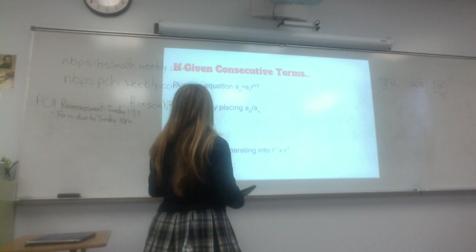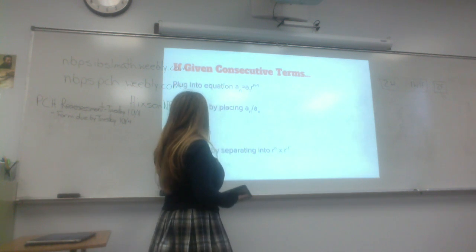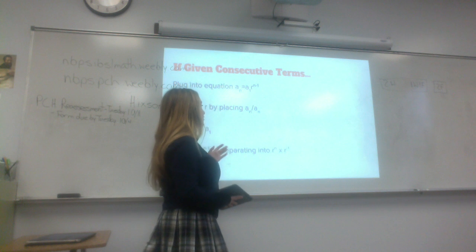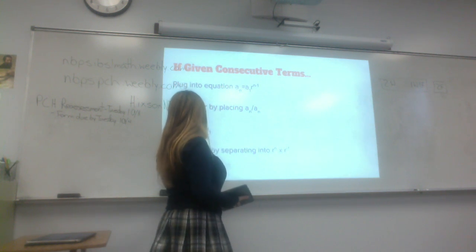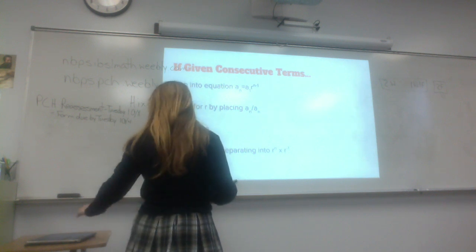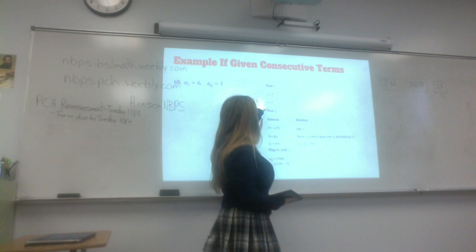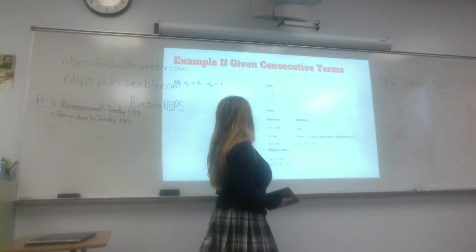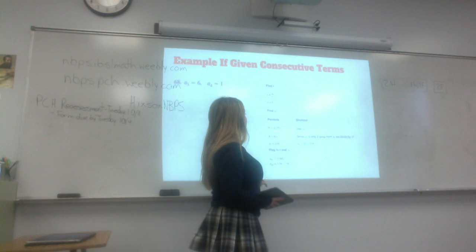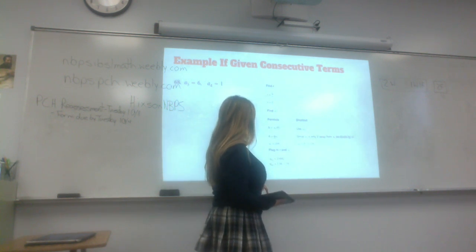Alright, so if you're given consecutive terms, it's the same procedure as the previous one. You find r by placing the term over the previous term, then you solve for a1, and you'd expand it if you were finding the general term. So here's the example. Sorry, it's really small, but it would be a4 over a3, and you plug in the answer, so r equals 1/6, and then you plug that into the equation, solving for a1, and you get a1 equals 216.